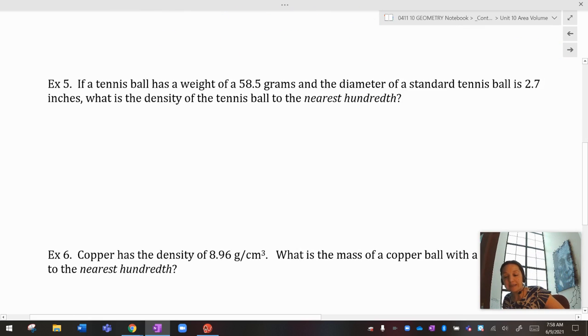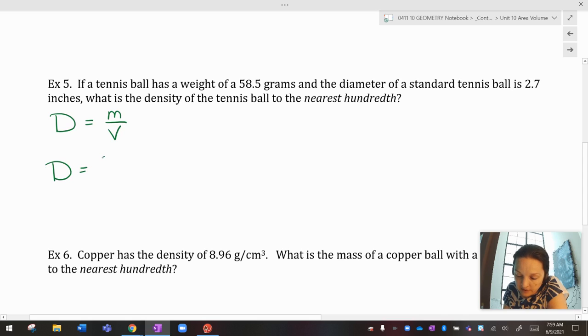Okay, number 3 I want to do together because we can talk about density here. If a tennis ball has a weight of 58.5 grams and the diameter of a standard tennis ball is 2.7, what's the density of the tennis ball to the nearest hundredth? Well, density equals mass divided by volume. I'm looking for the density. The mass is 58.5. I need the volume next. The volume of a tennis ball would be 4/3 pi r cubed because it's a sphere.